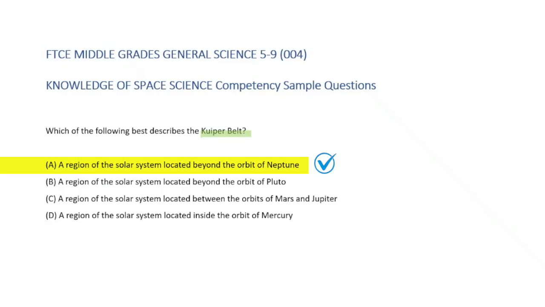Well, the Kuiper belt is a region of the solar system that's located beyond the orbit of Neptune. It is home to many small bodies made mostly of ice, including some dwarf planets like Pluto. The other choices B, C, and D are incorrect because they describe regions of the solar system that are either closer to the sun or even farther away. So the answer choice for this question is A, a region of the solar system located beyond the orbit of Neptune.